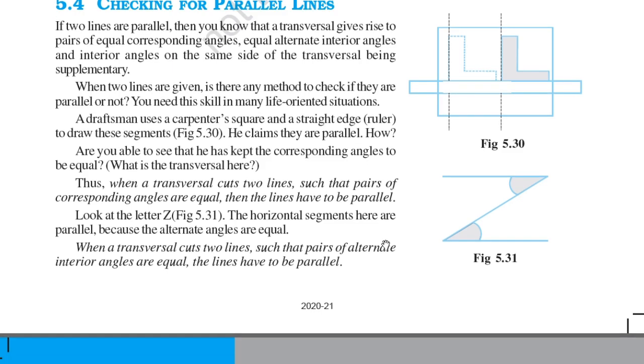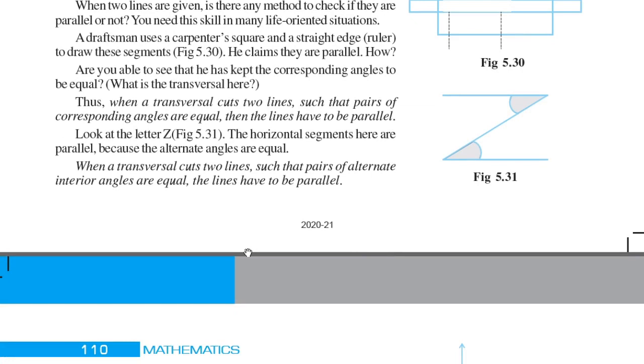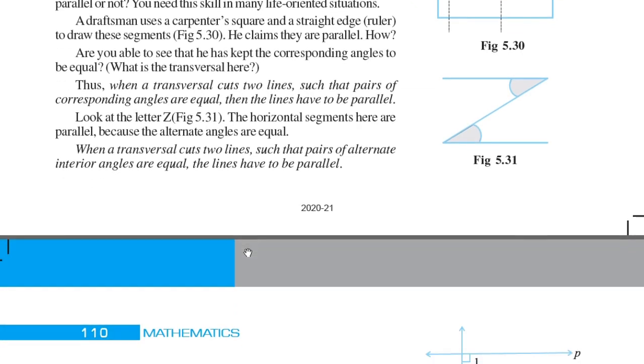What is the transversal here? Thus when a transversal cuts two lines such that pairs of corresponding angles are equal, then the lines have to be parallel. So it is clear. Look at the letter Z in figure 5.31. You can see here Z. The horizontal segments here are parallel, because the alternate angles are equal. When a transversal cuts two lines such that a pair of alternate interior angles are equal, the lines have to be parallel.